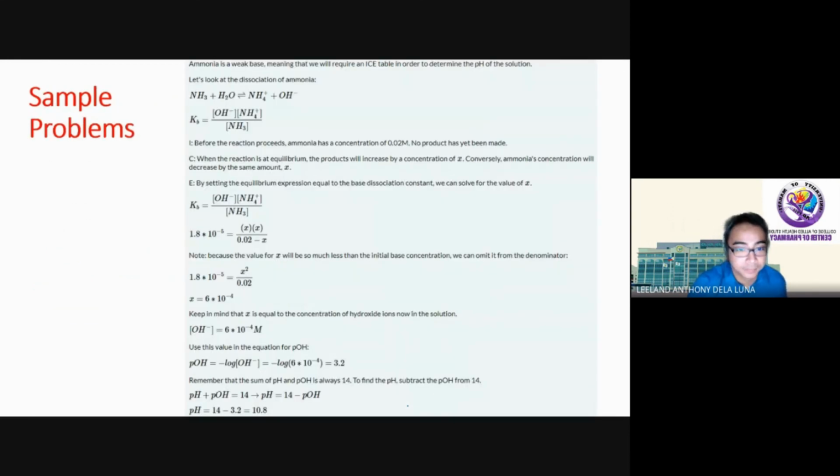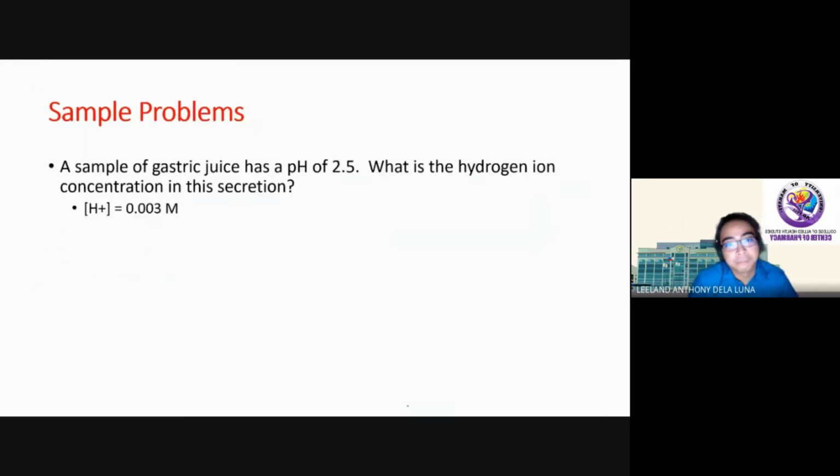Right? Okay, what about this one? Maganda to. A sample of gastric juice has a pH of 2.5. What is the hydrogen ion concentration in this secretion? Okay? Madaling-madali lang to, class. How do I answer this?